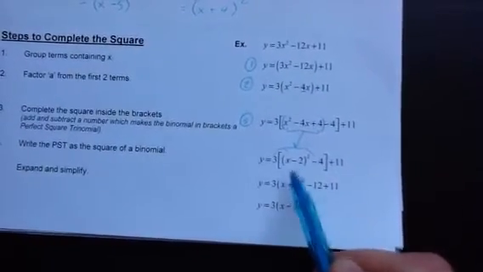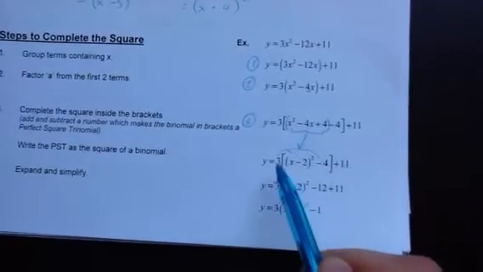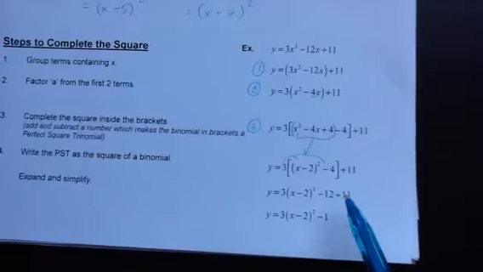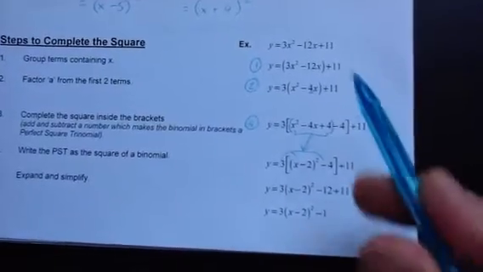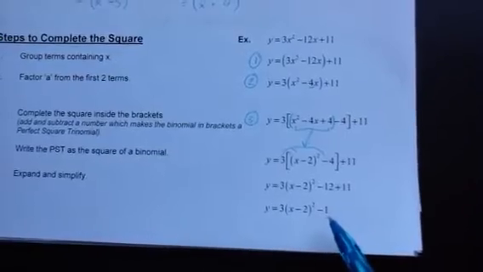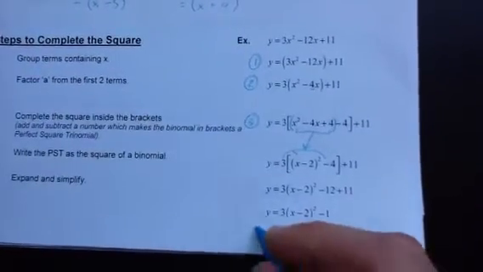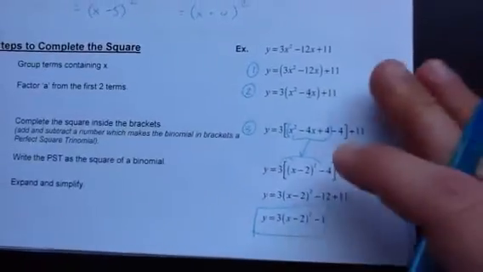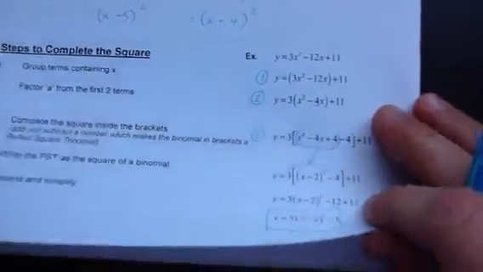So 3 times this is just 3 times that. 3 times -4 is -12. And then you have plus 11 hanging out at the end, still all the way throughout the question. Add those two things together at the end and you get -1. So this is the function in vertex form by completing the square.